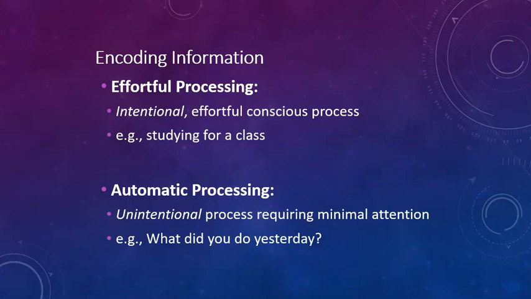Now, the opposite of that would be automatic processing. Automatic processing is unintentional processing that requires minimal attention. You don't really need to pay attention to something, but you can still remember it. For example, if I ask you, what did you do yesterday? You can probably tell me most of what you did. But yesterday, when you were doing all of your activities, you weren't sitting down thinking, okay, I need to remember exactly what I ate, what I wore, what time I went to bed, what time I woke up, all of that stuff. You're just able to remember it automatically. And that's what automatic processing is.